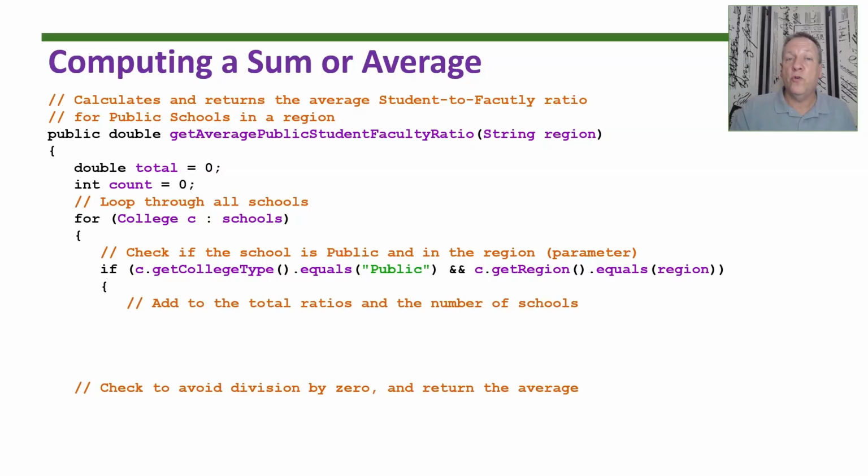If both of those are true, and I use an and, not an or, because I want it to be public and within that region, well, then what do we do? Let's add the student faculty ratio to my total, C.getStudentFacultyRatio, and increase count by 1 because I need to keep track of how many of these schools I discovered.